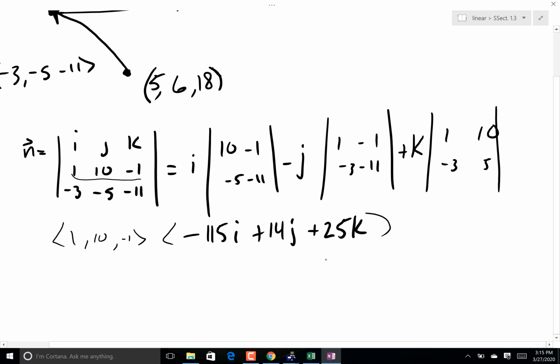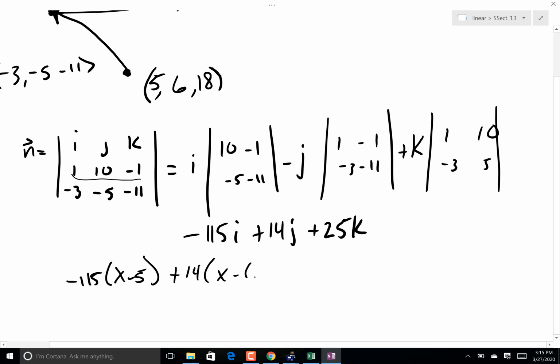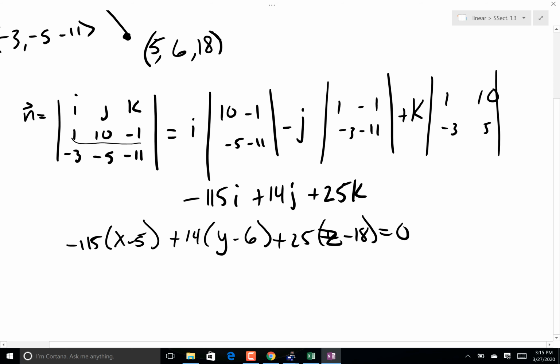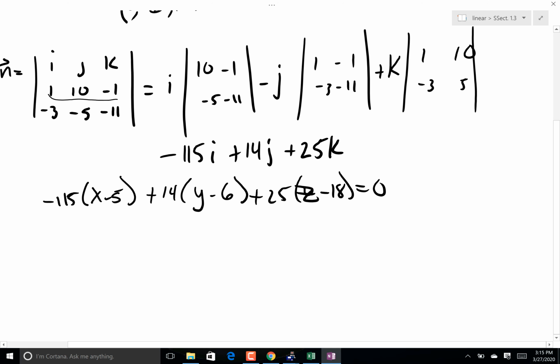All right, anyway. Again, I think it's pretty cheap insurance to check myself, so I do when I'm doing my normal vectors. If it's me, I do 115 parentheses x minus 5, because that's the point that I see, plus 14 times y minus 6, and then plus 25 times z minus 18 is equal to 0. Technically, I am done. That is a perfectly legit way of writing that.